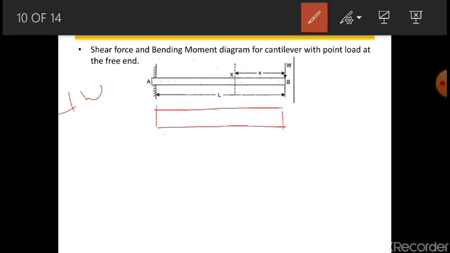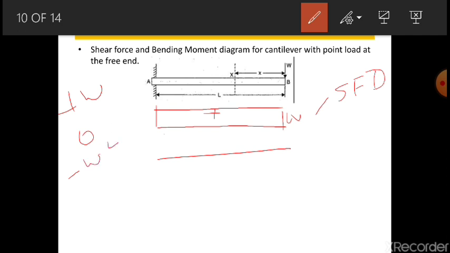It will drop down at A, with the plus sign and W here. This is your SFD for this problem. Now we will try to draw the bending moment diagram. This is your bending moment diagram baseline. If you see, the value at B is 0, and at A it is minus W into L.